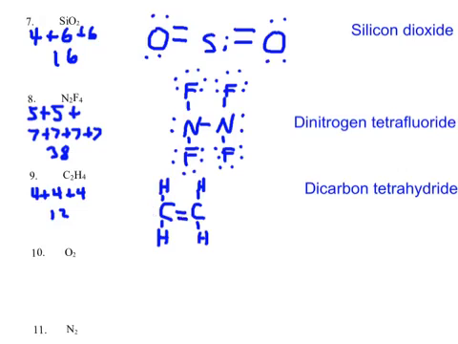Now you'll notice I have 12 electrons, 2, 4, 6, 8, 10, 12. But each carbon has 8, 2, 4, 6, 8, 2, 4, 6, 8. And the hydrogens are happy because they each have 2. We're done with that one. Let's try the next one.